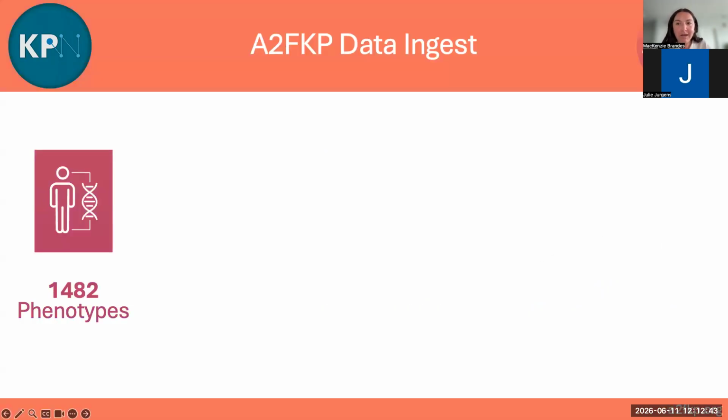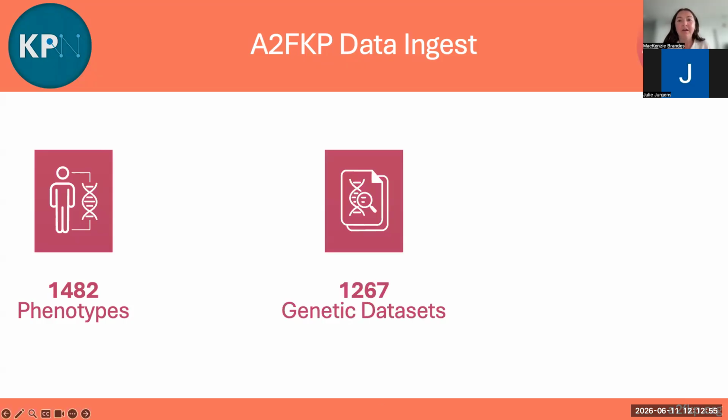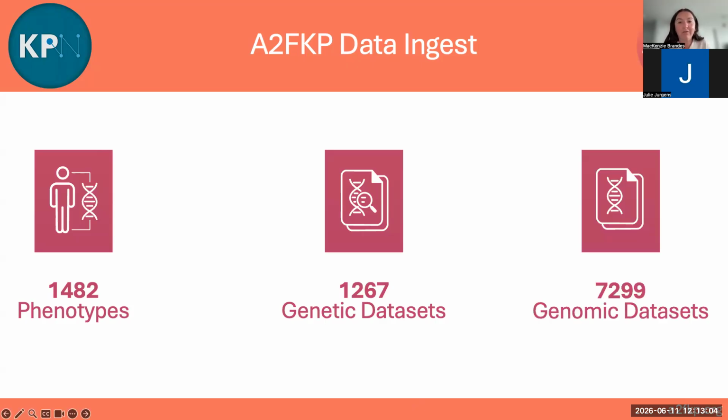For the A2FKP, we've added 96 new phenotypes. So now we have a total of 1,482 that are represented. We also have 161 new genetic data sets for 1,267 total. And then again, we have also added in the same amount of the ATAC-seq data sets for a total of 7,299. And so I want to dive into this data a little bit further.